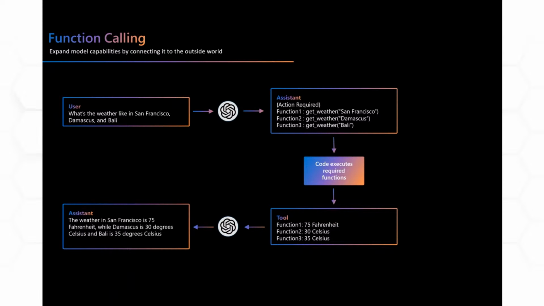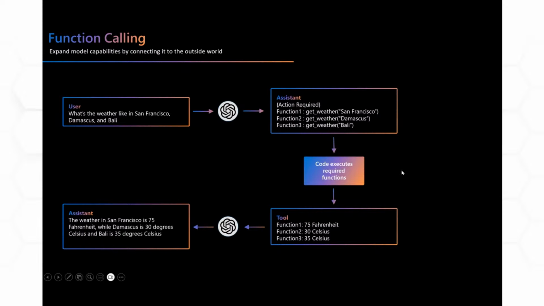The model needs to be able to get the weather from somewhere. So what the model does is it comes back with an assistant type response, and it tells us there's an action required. This is not the exact format here, but I'm just simplifying it to show you what actually happens, and then we'll dive into the formatting. It tells us an action is required: I need you to run function 1, which is get weather for San Francisco, function 2, get weather for Damascus, and function 3, get weather for Bali. This is the assistant telling us what functions we need to run.